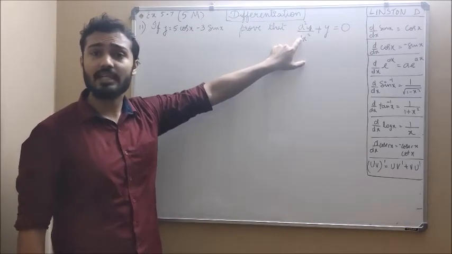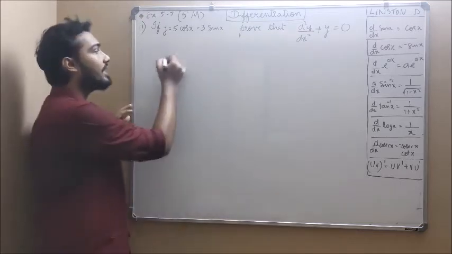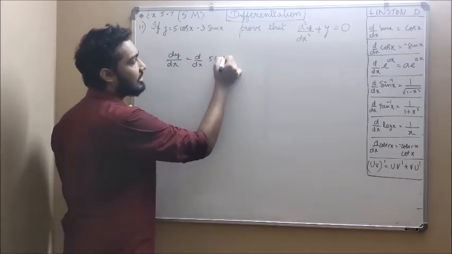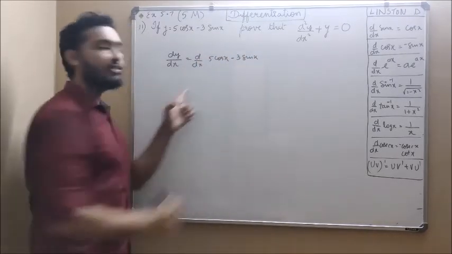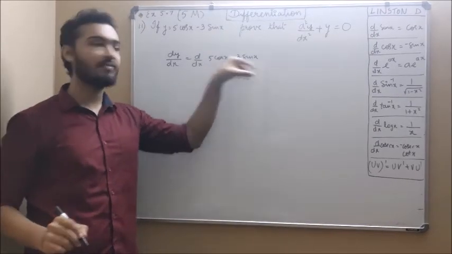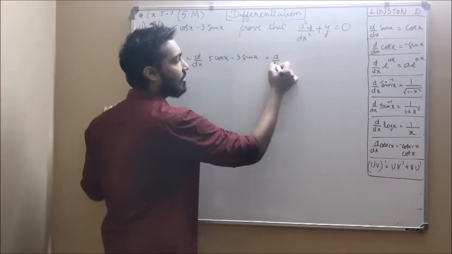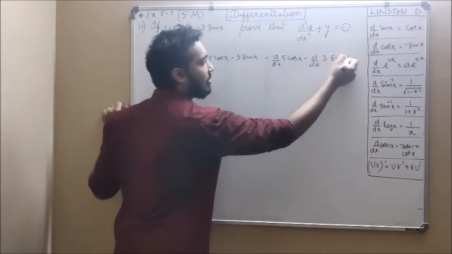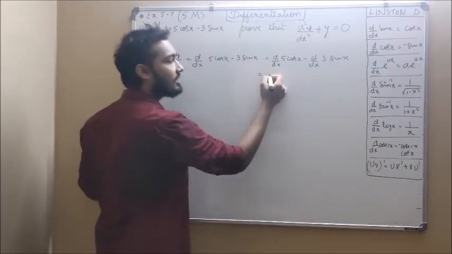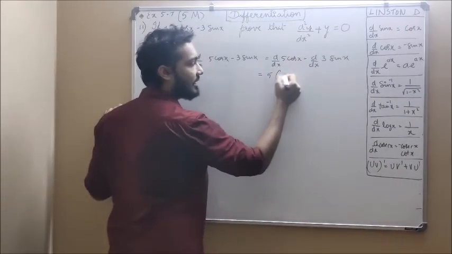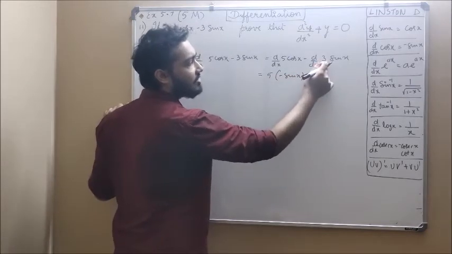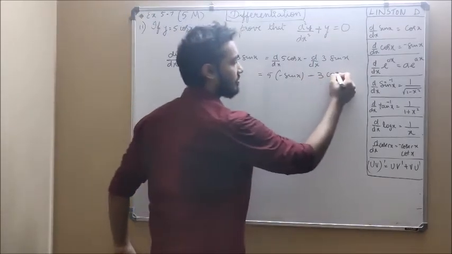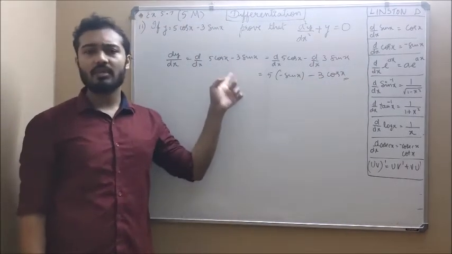Now first find the second order derivative. How to find the second order derivative? First find the first order derivative dy by dx. So dy by dx is nothing but d by dx of 5 cos x minus 3 sin x. This is a difference, so differentiation of this minus differentiation of this. So it is d by dx of 5 cos x minus d by dx of 3 sin x. 5 is a constant, take it out. Differentiation of cos x is minus sin x, minus 3 is a constant, take it out. Differentiation of sin x is cos x. So this is nothing but the first order derivative.